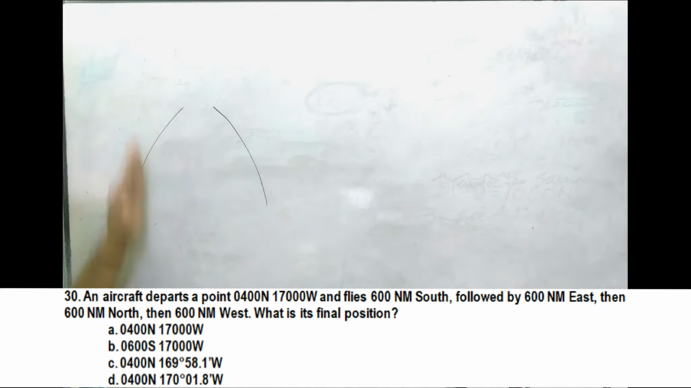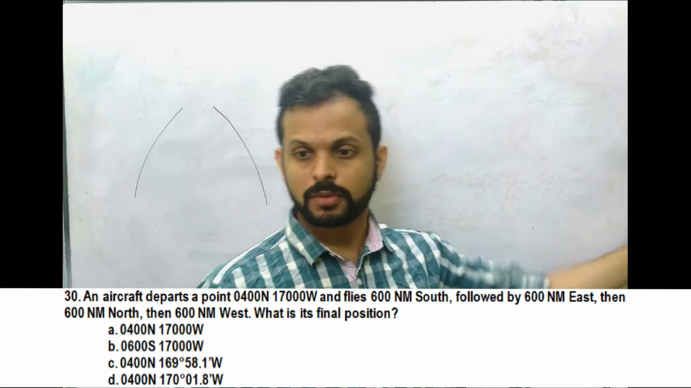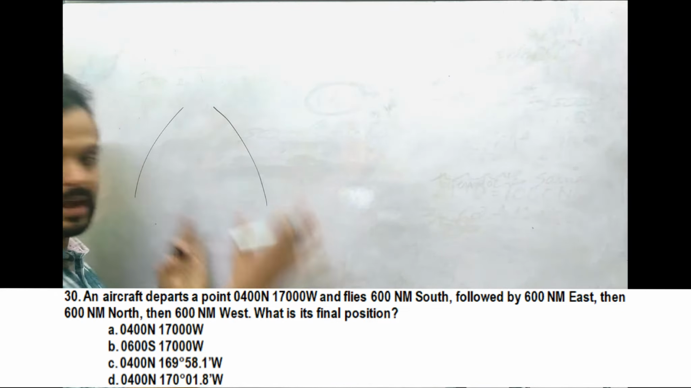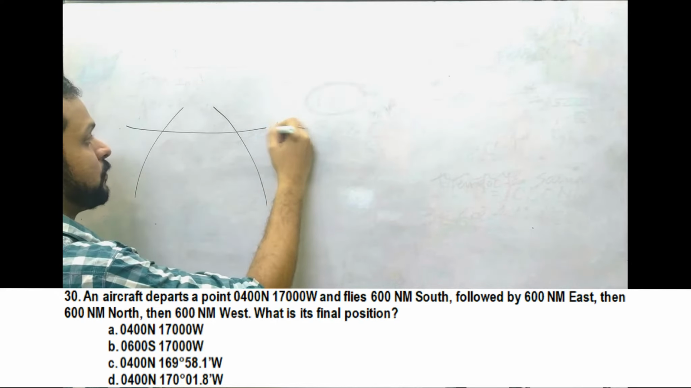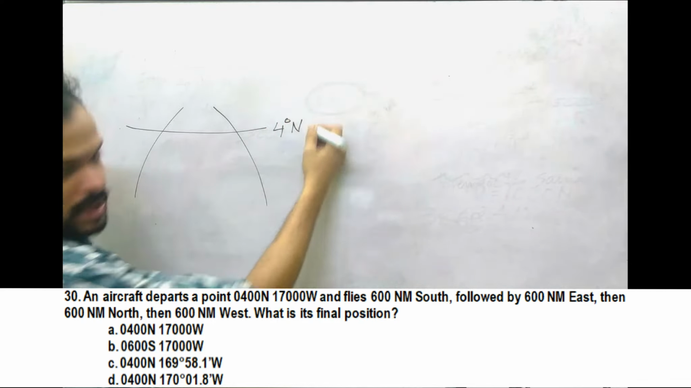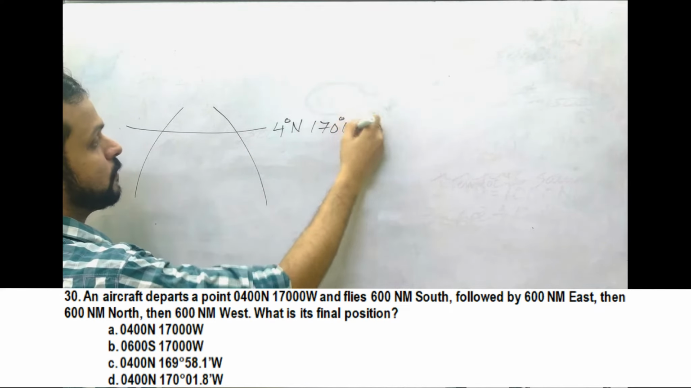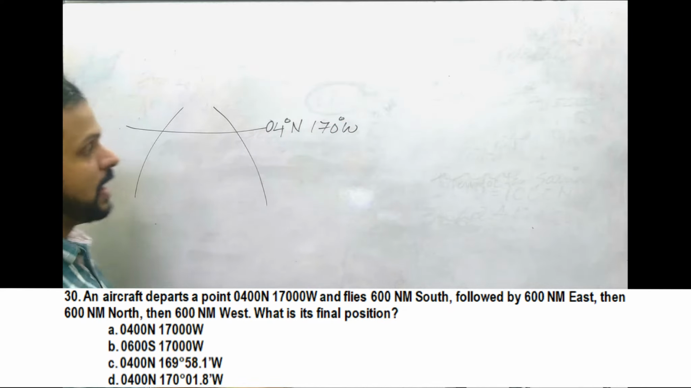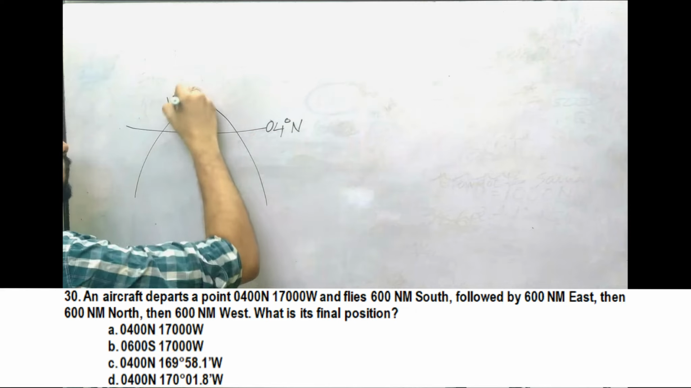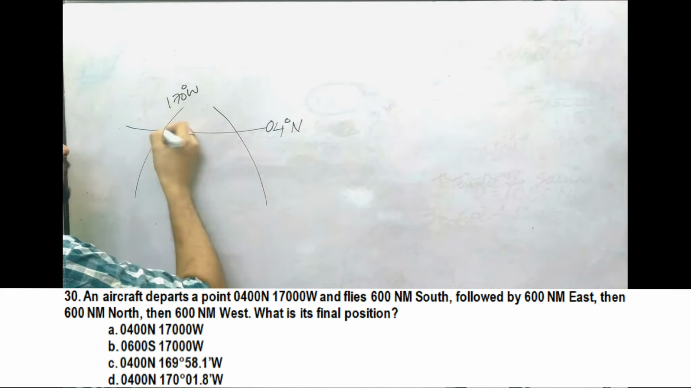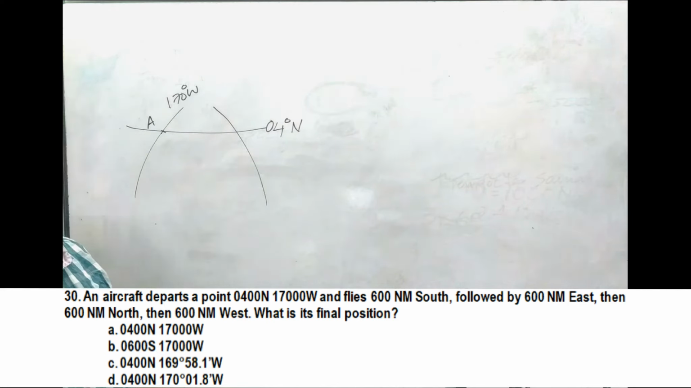So you can see I need more space like this. If I draw the diagram here, I won't have space to draw it because it goes off, right? So we have to have that idea in mind. So I'm somewhere here, which is say 4 degrees north and 170 degrees west. Perfect. And this is 4 degrees north, and let me take this as the 170 degrees west meridian. Therefore this point is point A, and from point A I'm traveling 600 nautical miles south.